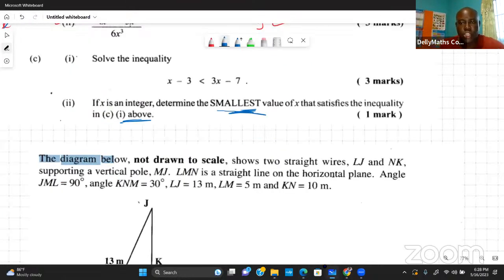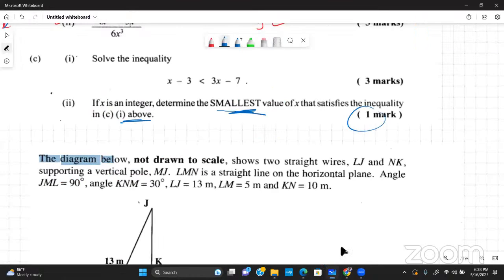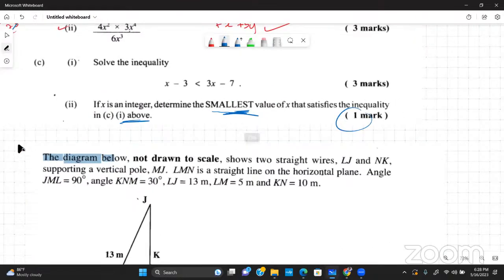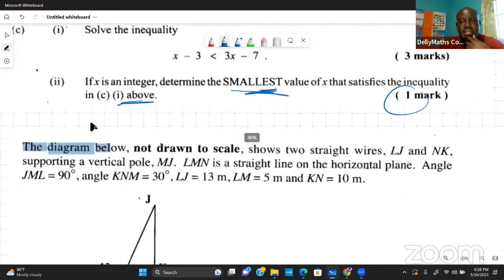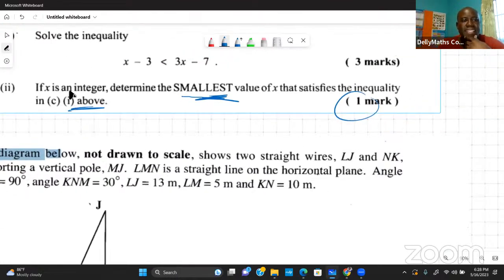1 mark, you gone. Excuse me, sir. Could you read the question to that again? Oh, the question says, if x is an integer, determine the smallest value of x that satisfies the inequality in (c)(i), which is the question we just did.